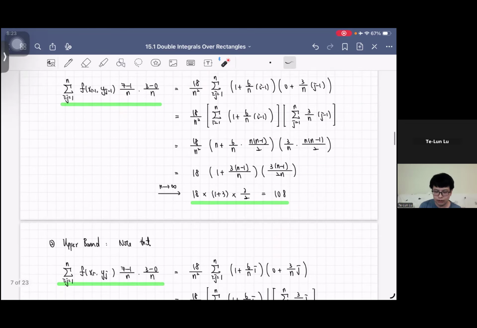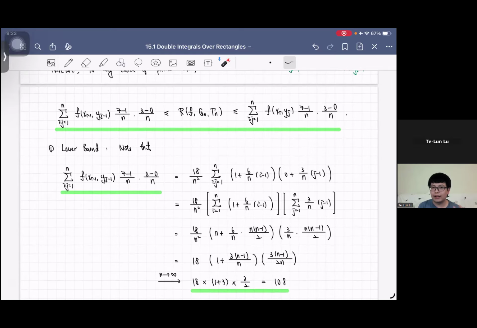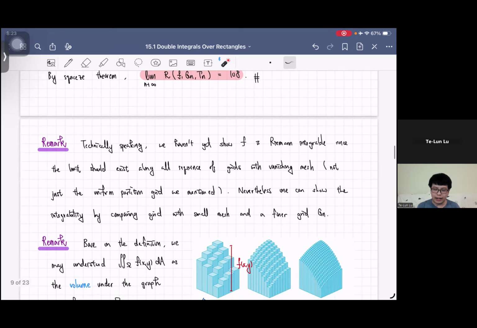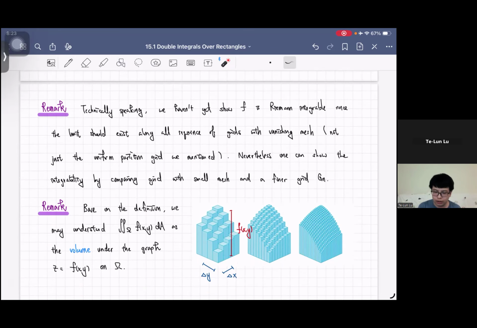But let me emphasize this. This is a very special kind of choice of grid, right? We partition the grid uniformly. But as I drew here, this is in particular not a uniform grid, right? You have different lengths of the intervals on the x-axis and the y-axis. That would not be a big problem. As I mentioned here, we can always show that that particular grid still converges to the value 108 that we just computed, because you can choose a finer and finer grid.